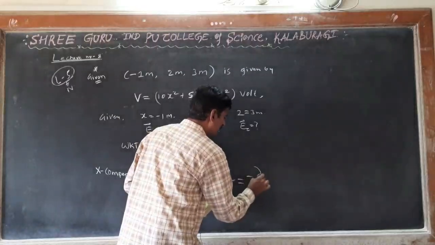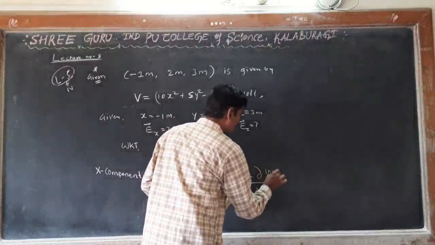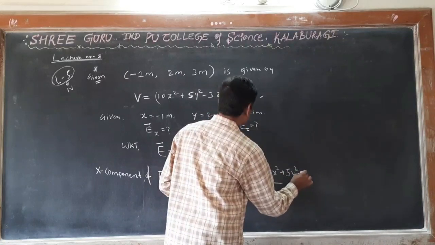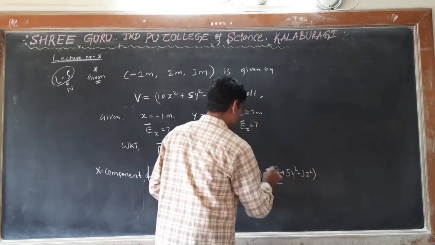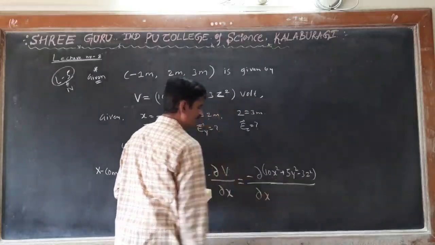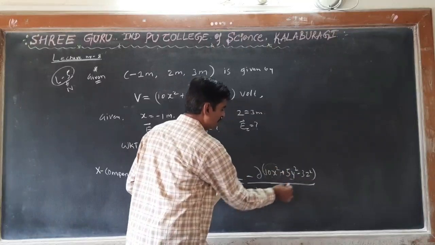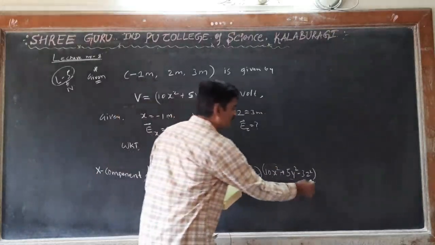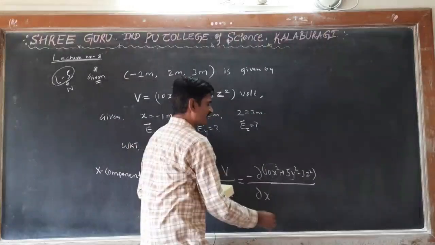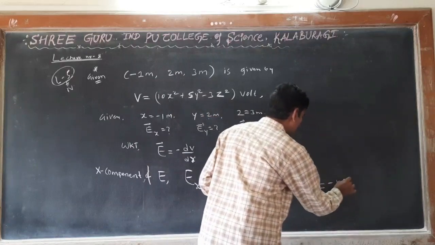So minus ∂/∂x of V, substituting V, that is 10x² + 5y² − 3z². Just I will solve this one completely. If you differentiate with respect to x, only the first term survives. Differentiation of 5y² with respect to x becomes 0, and differentiation of 3z² with respect to x becomes 0. So you will get minus 10 times the differentiation of x².